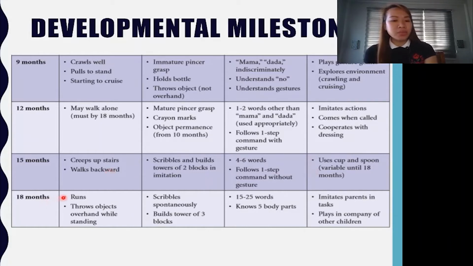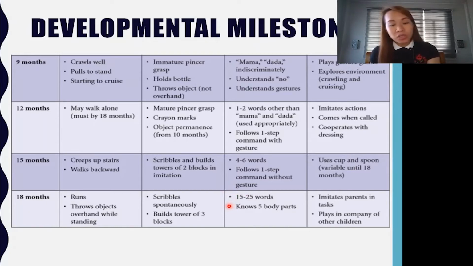And at 18 months, what can they do already? Before pa sila mag 2 years old, they can already learn how to run. So, they can first learn how to walk, and then walk backwards, and then run. Throw objects overhand while standing. So, they can also do that as well. And scribbles and builds towers of 2 blocks. Scribbles spontaneously, builds towers of 3 blocks. And, dal na sila. They can already say 15 to 25 words and know 5 body parts.